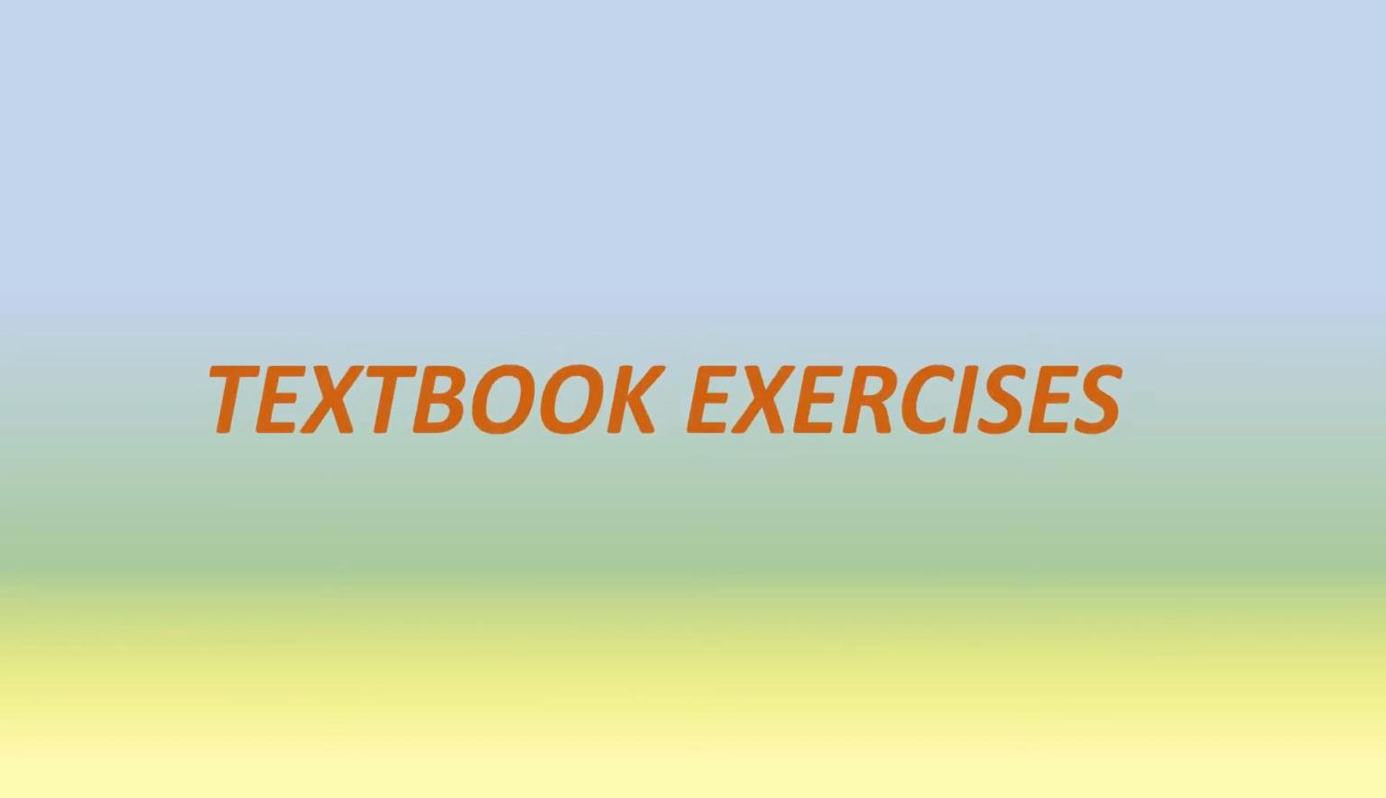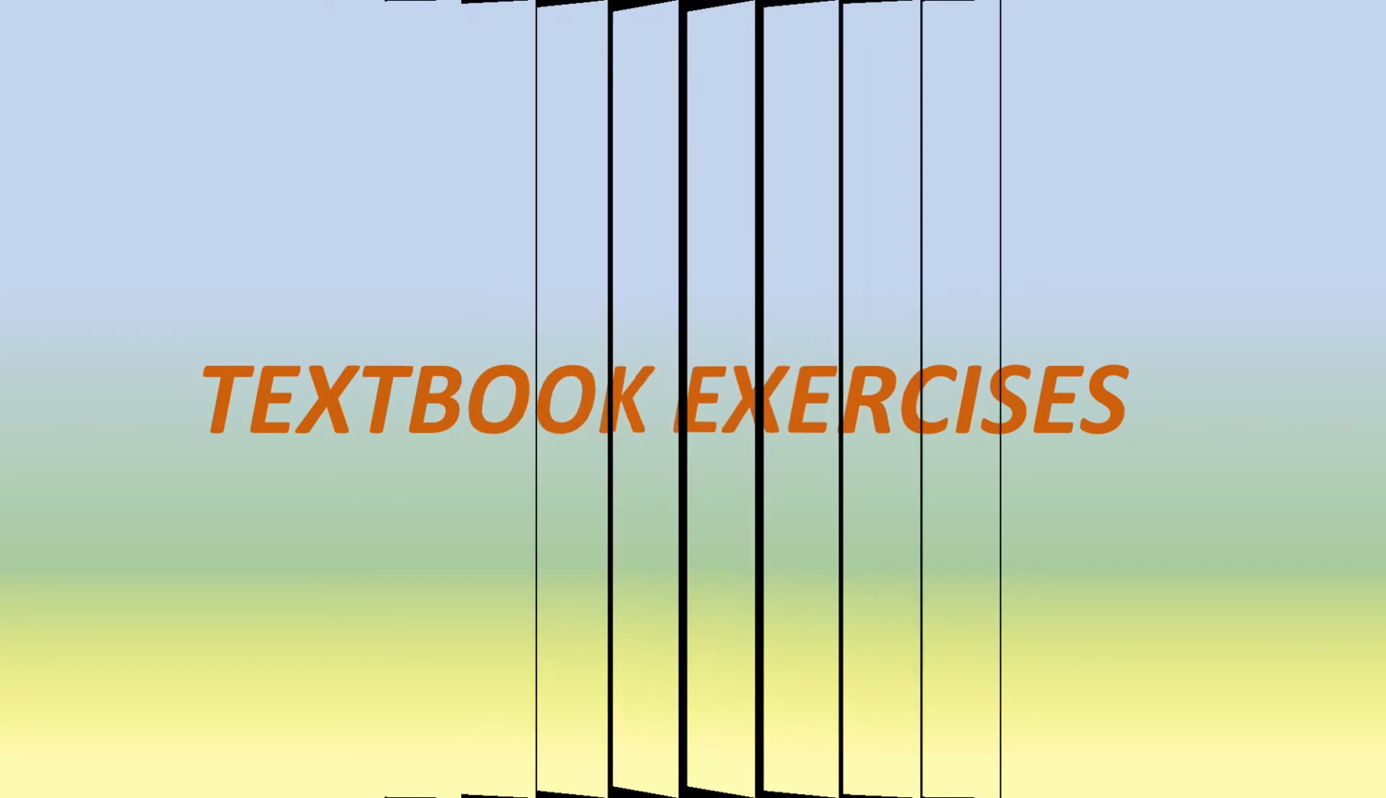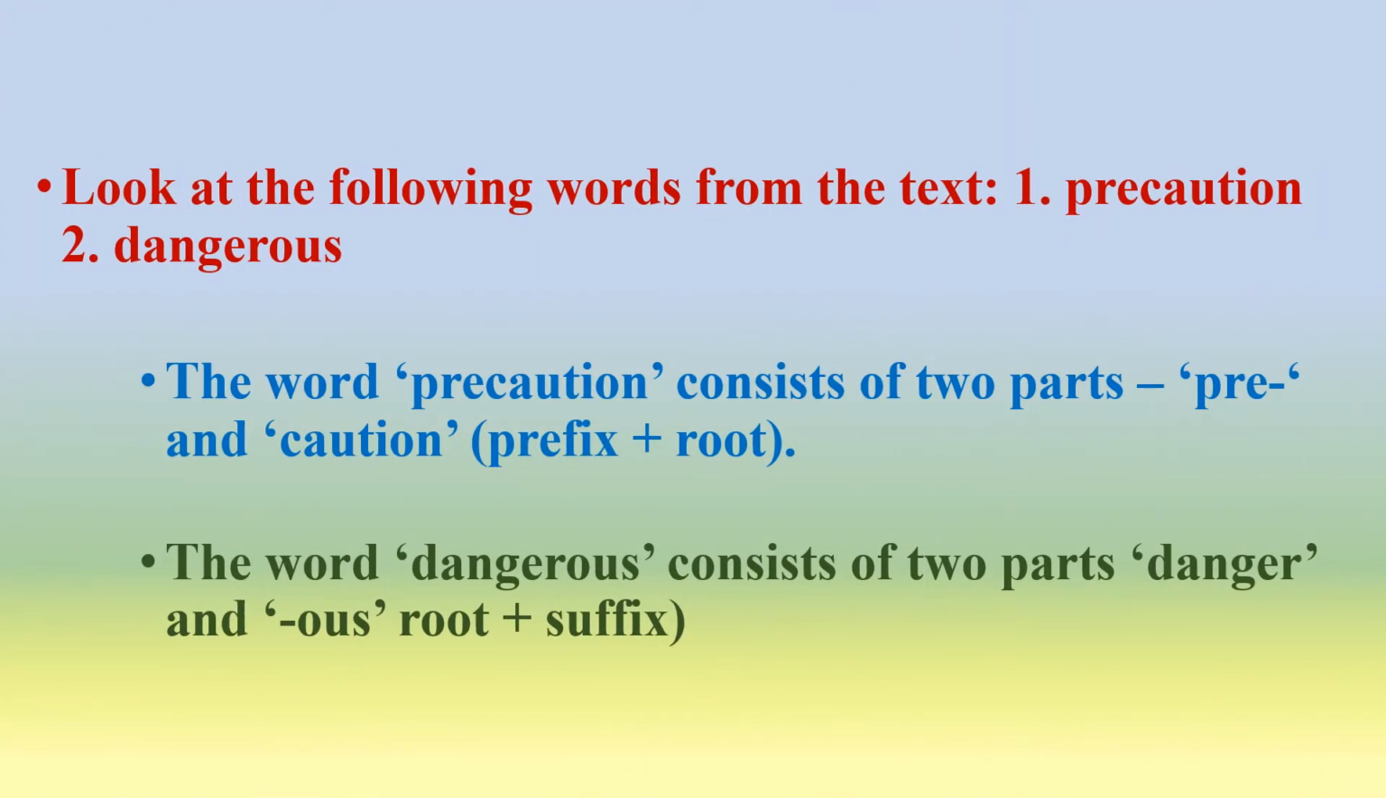Textbook exercises. Students, let's check the textbook exercises here. Look at the following words from the text. Number 1, precaution. Number 2, dangerous. The word precaution consists of two parts, pre and caution. Here the pre is the prefix and the caution is the root.